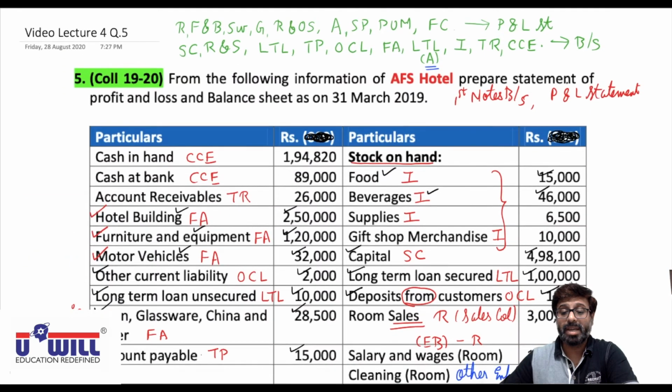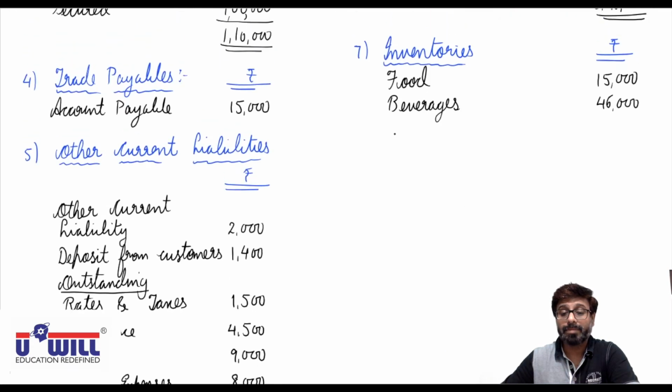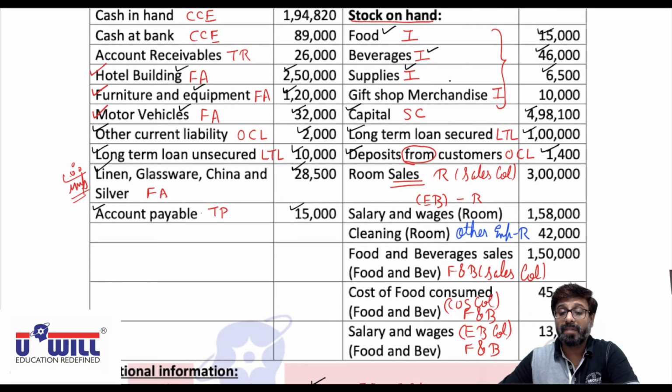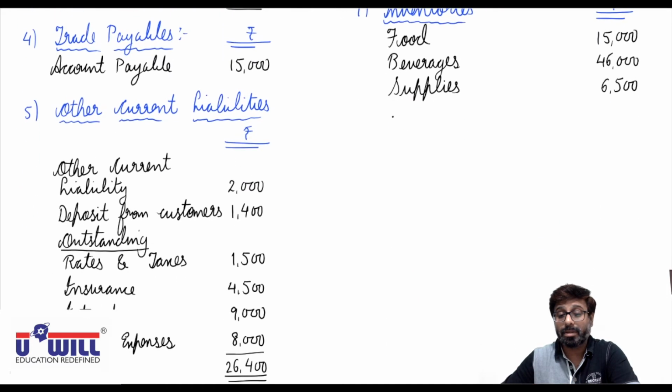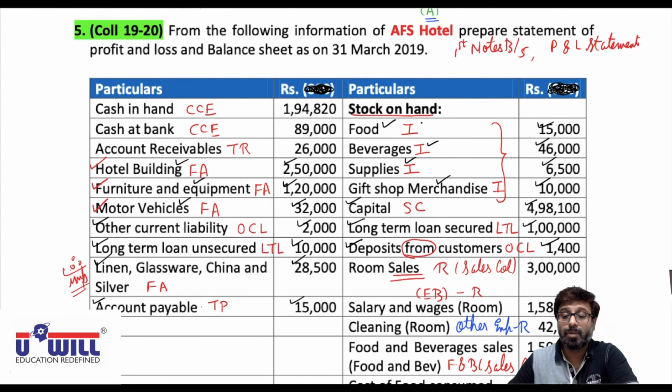Then after beverages, we have supplies of 6,500. Then after supplies, gift shop and merchandise of 10,000. That's it. Do we have any other item marked as inventory? No, only these 4 items are there.